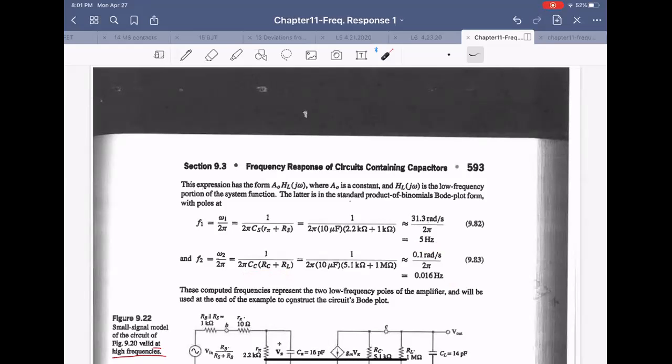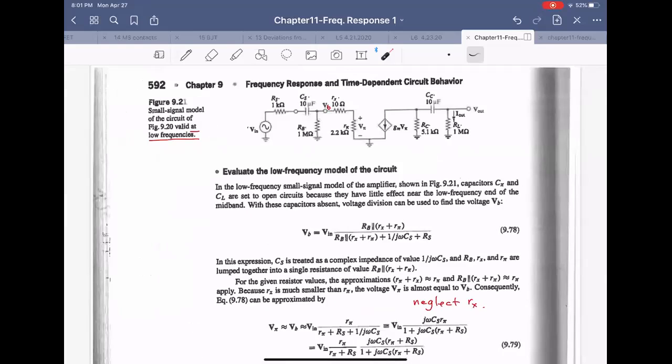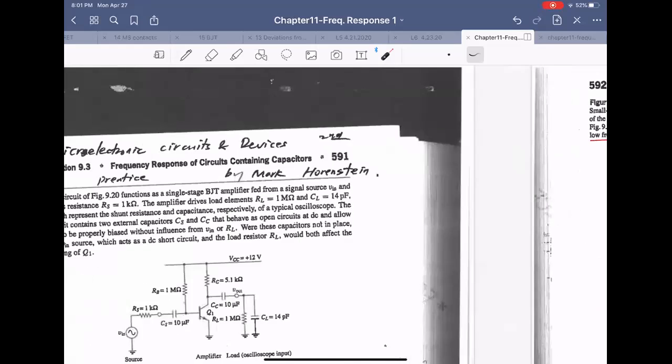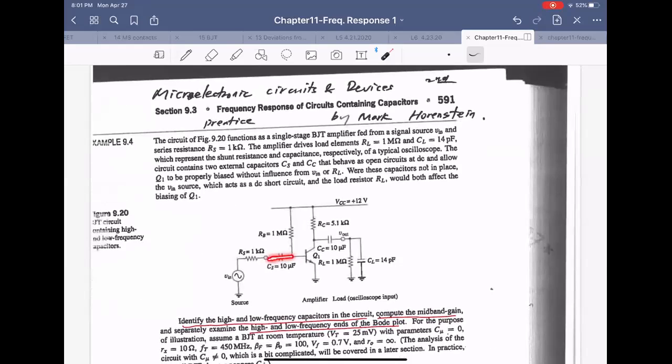In the low frequency side, the series one is important. Series, like this one, is important because at low frequency the impedance is so high that it bothers, giving big attenuation. So what is the series C-series? On this side, RS. On this side is RB and R pi in parallel, but RB is so big, so R pi. So C-series times RS plus R pi. That's shown.